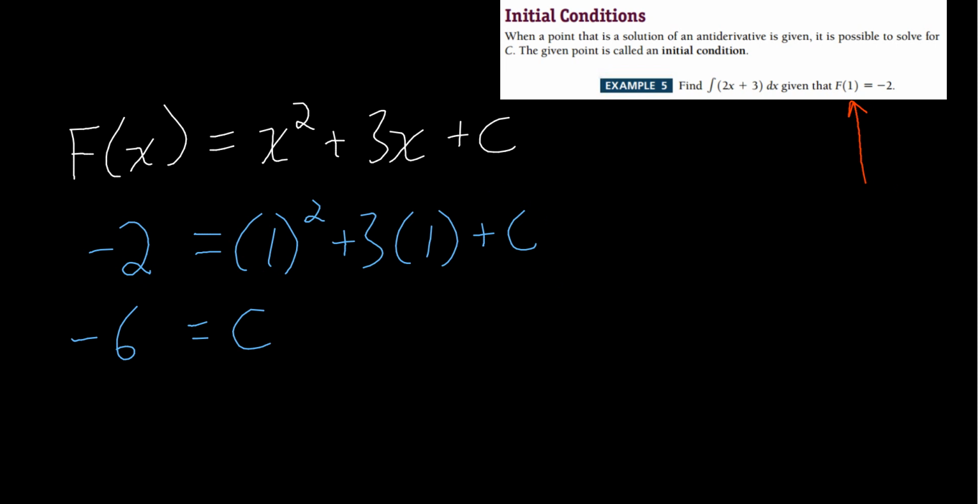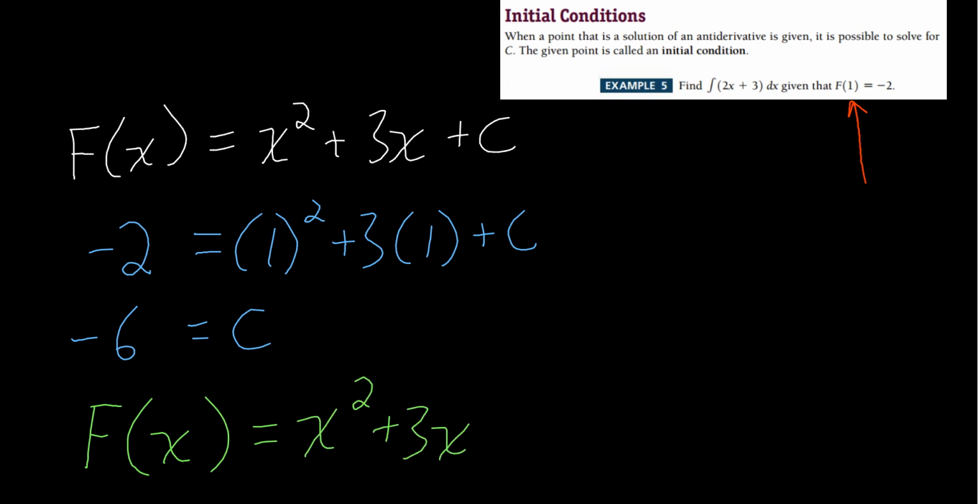So my actual function with no unknown is going to be basically this, except now I know what c is. So it's going to be x squared plus 3x, and then c was a negative 6, so we could say plus a negative 6, or just simply minus 6. So that is the function given that initial condition of f of 1 is equal to negative 2.